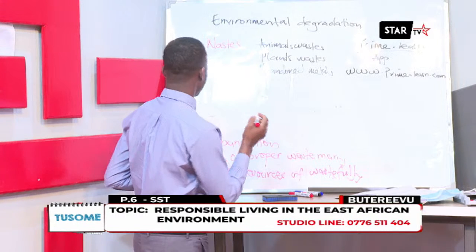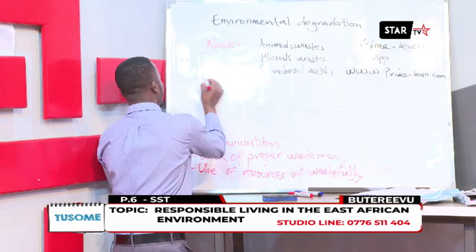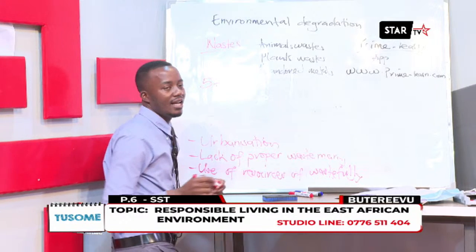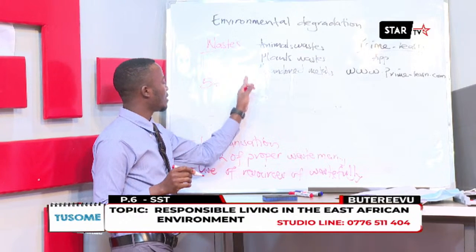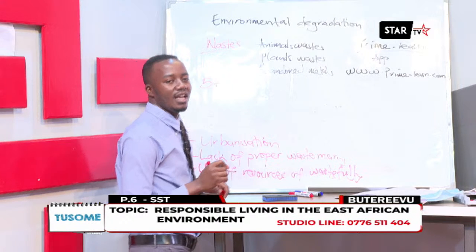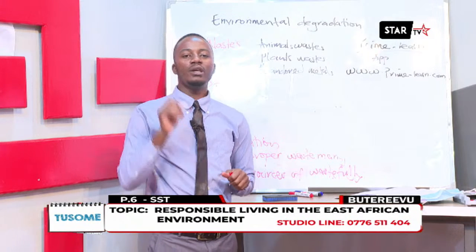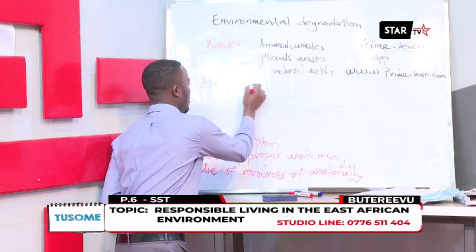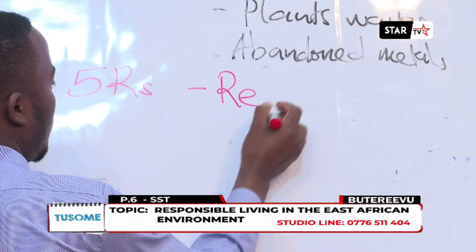We have a simple formula. It's called 5 R's. We have 5 letters of R, which give us the proper ways of managing resources. The first one is reuse.